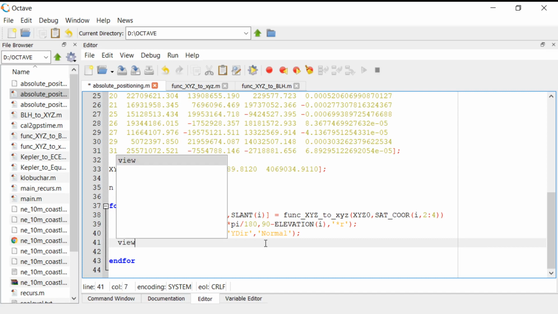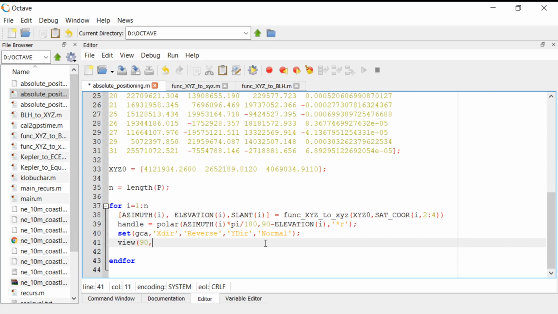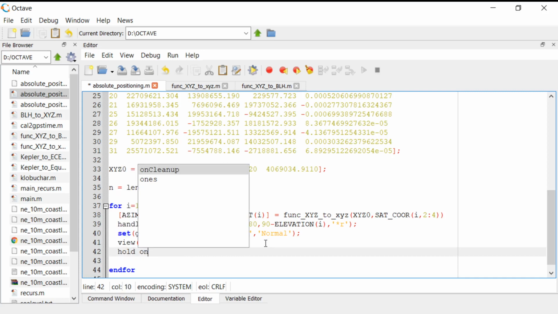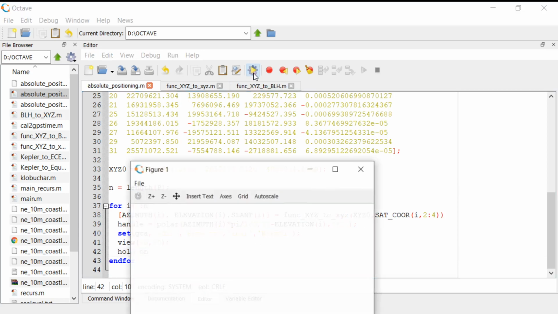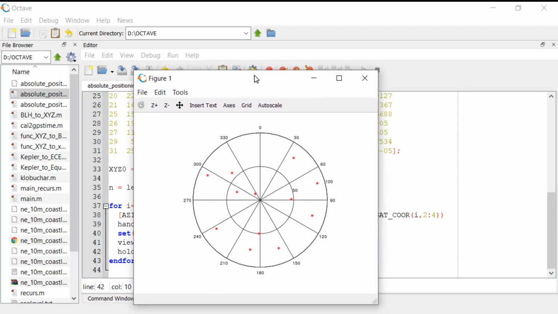Okay. Now I must view this plot. You can skip these formalities, because the viewing is looking from a certain direction, so that you see in a local coordinate system. And at the end I will hold on, I will plot for each of the satellites, and I will hold that on. Now I'm saving and running it. We will now see the satellites.